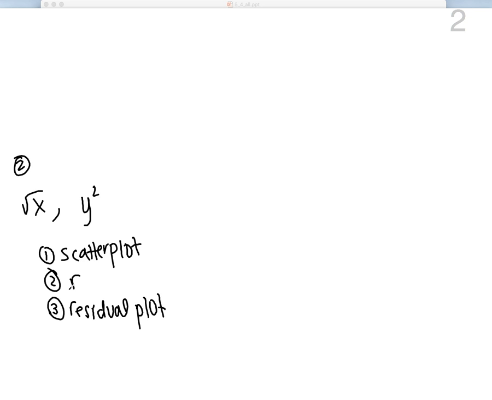So you also might have to do square root of x and y squared at the same time, is what Kate is saying. The biggest issue with this is you have to remember what is in each list in your calculator. That's what's going to throw you off.